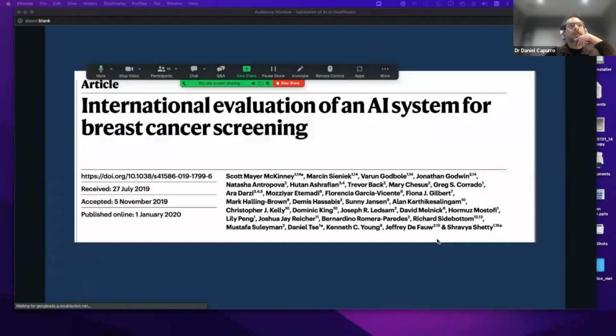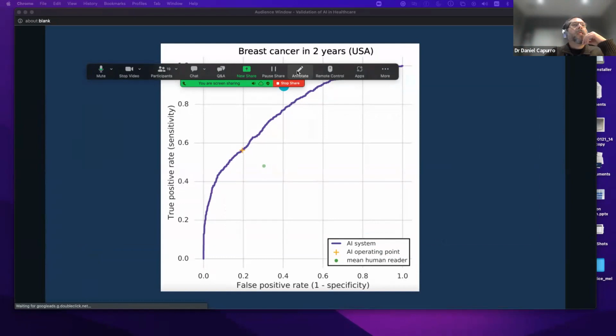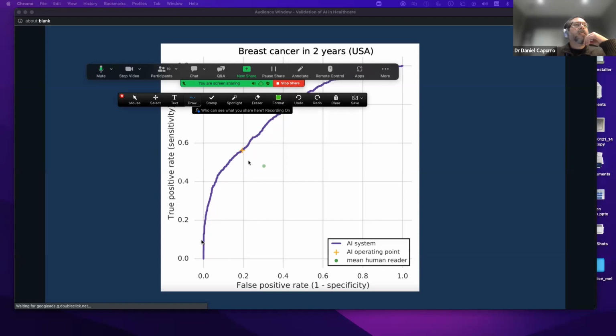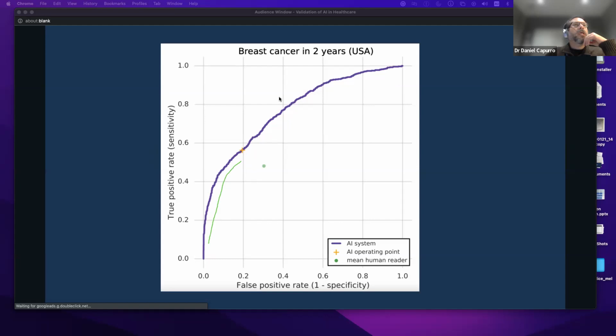And here you can see, let me see if the annotation tool works. So here you can see this curve is how the algorithm performs. And over here, you can see this is a mean human radiologist, okay? And this is the best operating point for the AI system, the machine learning system. So you can see, if you get closer to this ideal spot up here, of the 100% sensitivity, 100% specificity, the closer to this spot that you get, the better. So you can say, oh, this is better than the human reader, okay? This is better than the human reader.